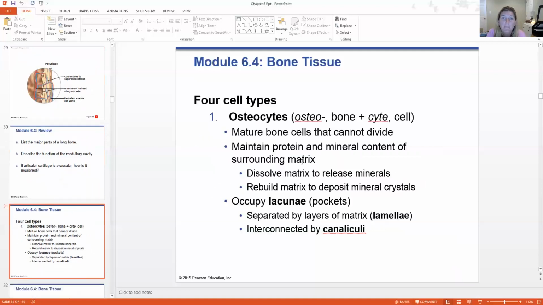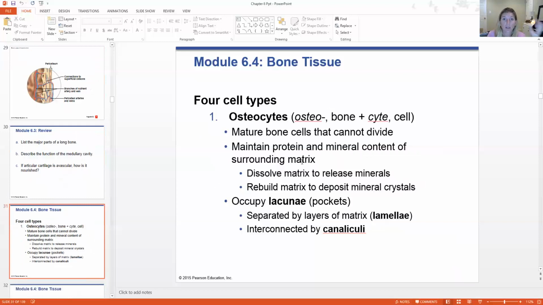Let's talk about the types of bone cells. You have osteocytes. These are the majority of bone cells. These are mature bone cells that can no longer divide. They basically are there to maintain the protein and the mineral content, like the calcium content of the bones. And the main protein of bones, if you recall, is collagen, our collagen protein fibers. So they're maintaining the surrounding matrix.